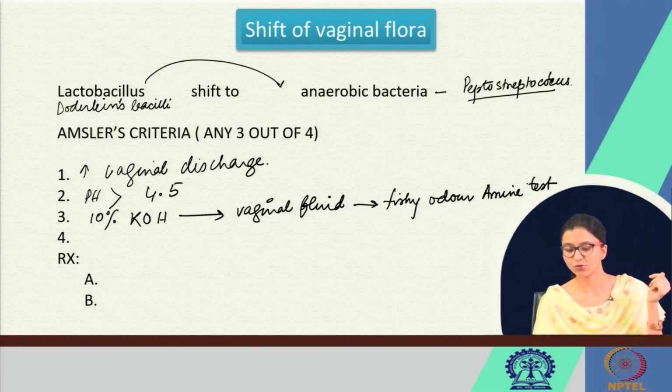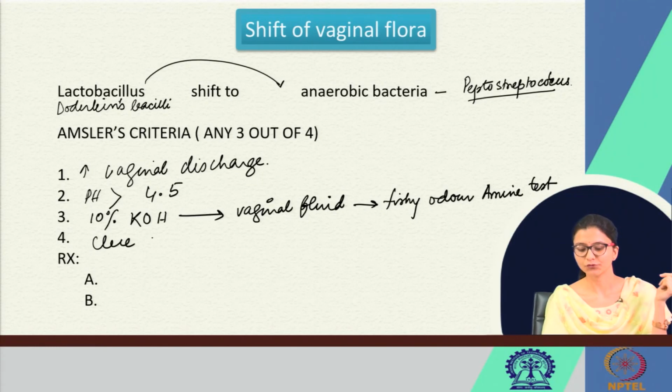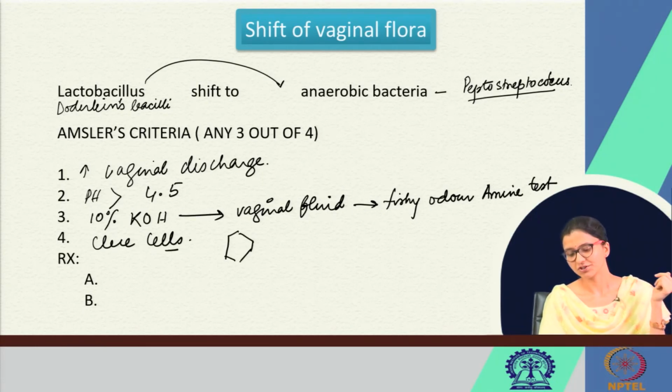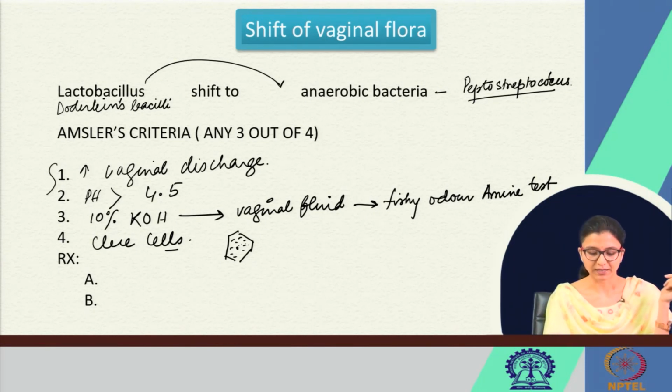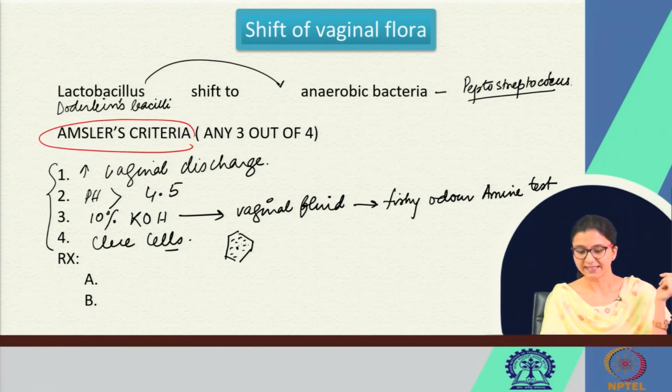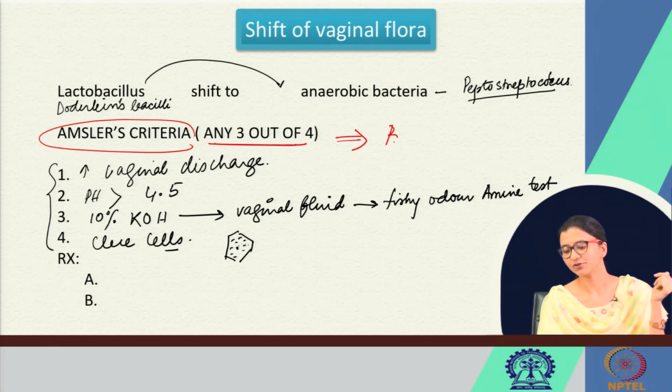And number 4 is presence of clue cells in cytology study. What are clue cells? The clue cells are nothing but the superficial cells studded with anaerobic bacteria. So, these 4 are known as the Amsler criteria. Any 3 of the 4, if present, we give the diagnosis as bacterial vaginosis.